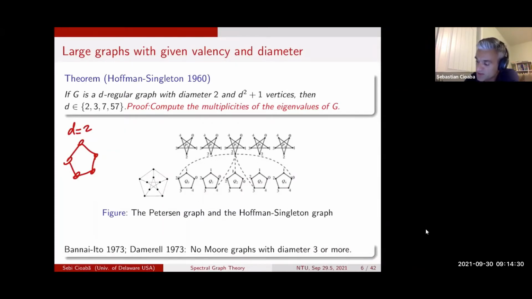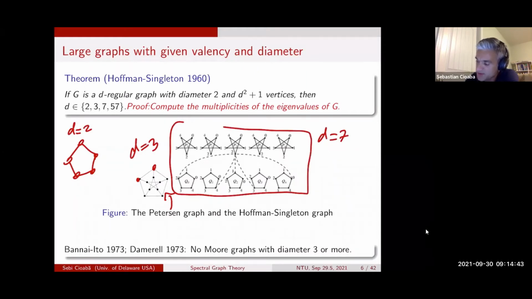For D equals 3, there is such a graph and it's unique, and it's the Petersen graph, so this is the graph over here. And when D equals 7, Hoffman and Singleton constructed such a graph. Here's a pictorial idea of the construction. I think this is due to Neil Robertson, but there are various ways to construct these graphs.